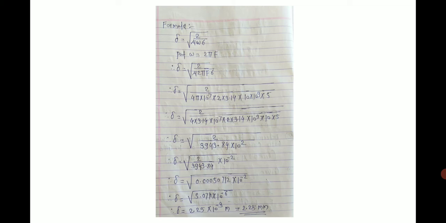Okay, the square root of 10 to the power minus 6 is 10 to the power minus 3, and the square root of this 5.0712 is 2.25. This is the answer of this problem, that is the skin depth.